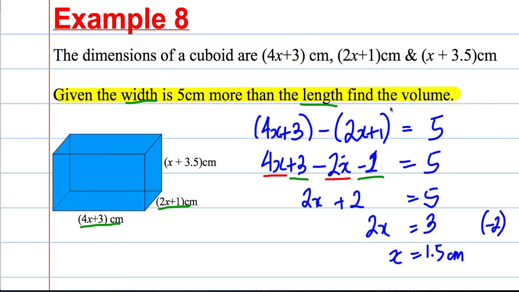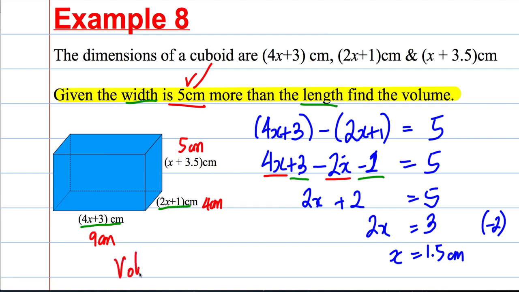So we are asked to find the volume. Therefore, what are the dimensions here? Well, 4 times 1.5 is 6, 6 plus 3 is 9 centimetres. 2 times 1.5 is 3, 3 plus 1 is 4 centimetres. Their difference is 5, as we're told, so we know we're on the right tracks. And x plus 3.5 would be equal to 5 centimetres.